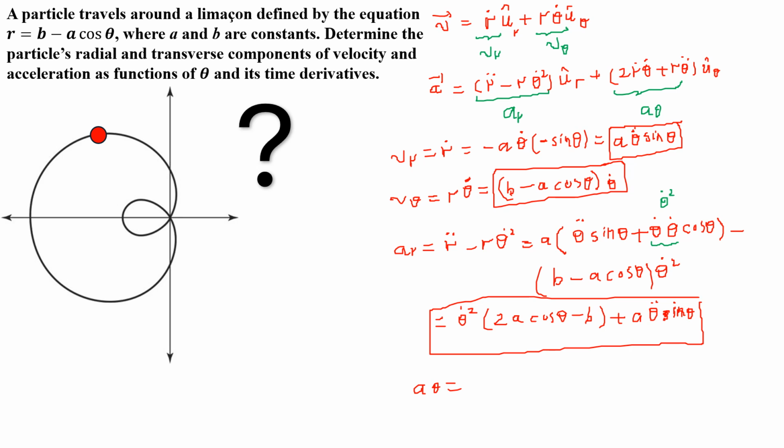So now I will have 2 times r dot, 2 times a theta dot sine theta, times also theta dot, plus now the r is simply b minus a cos theta times theta double dot. And I will just leave it like that. So that's the answer for this question.